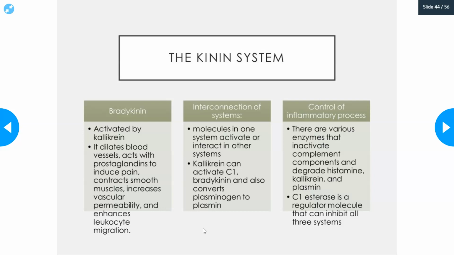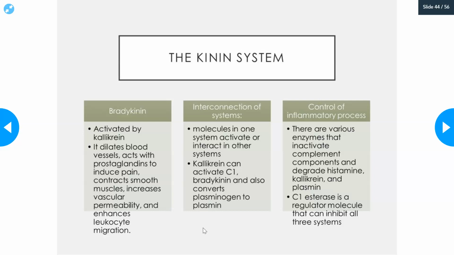The molecules in one system activate or interact with the molecules in the other system. So the kinin system, clotting system, and complement system are all interrelated. For example, kallikrein can activate complement 1, bradykinin, and also converts plasminogen to plasmin.